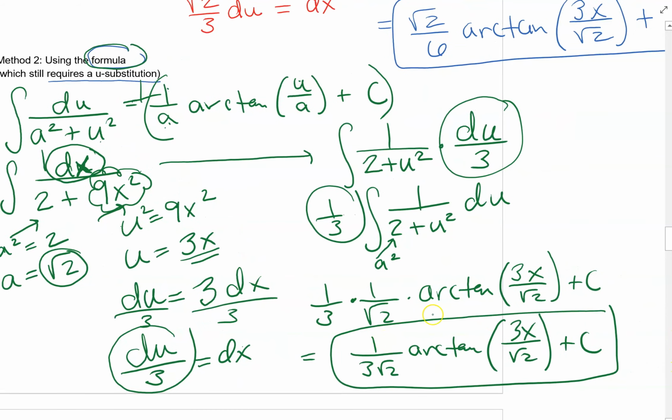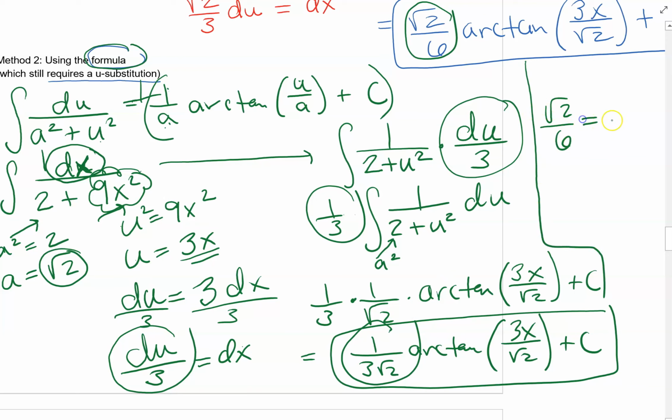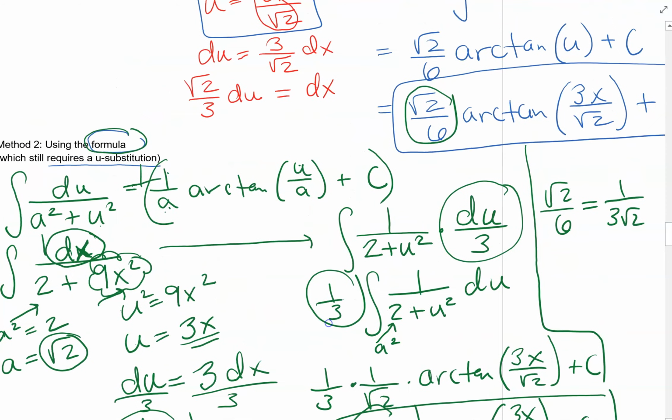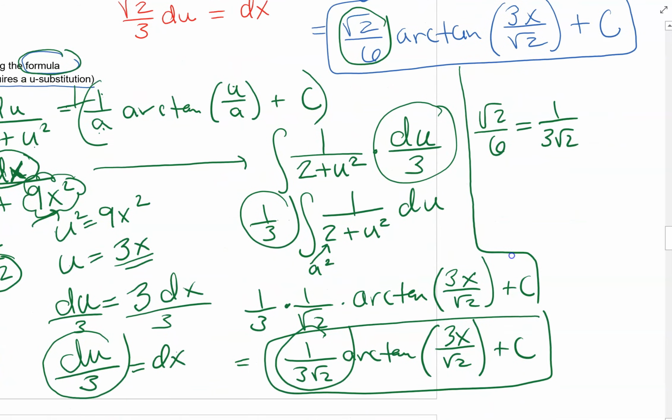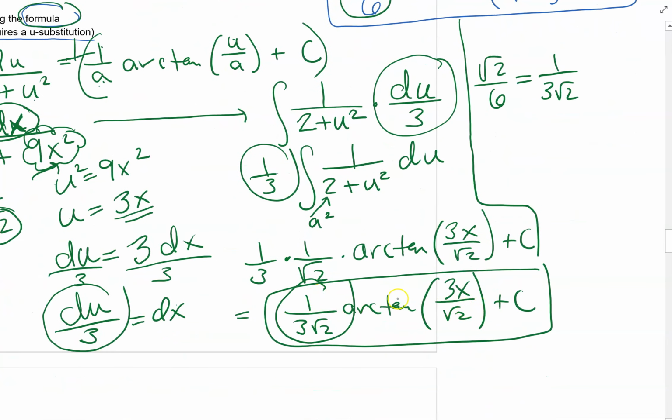Again, because of rationalizing the denominator, right, these numbers are the same. Rad 2 over 6 is equal to 1 over 3 rad 2. Those are the same number. For some reason, when you do the U substitution method, it already rationalizes the denominator. And when you do this, the formula, it doesn't. But it's okay. You don't have to rationalize the denominator. But you can see, you get the same answer.